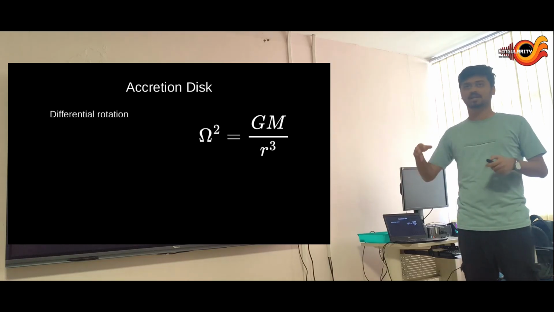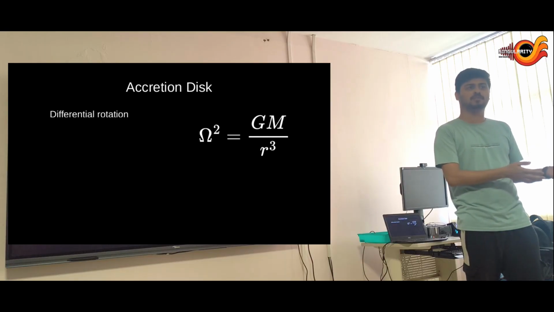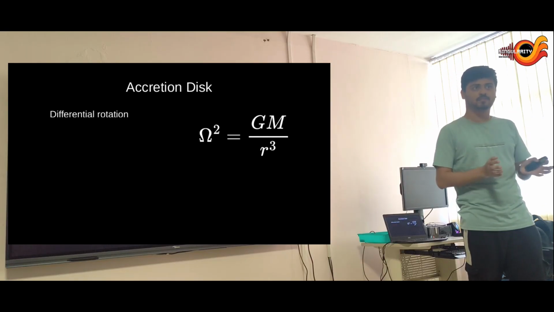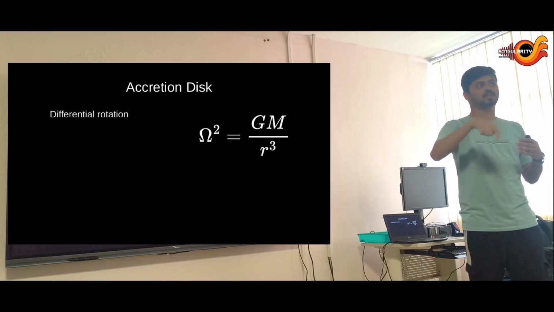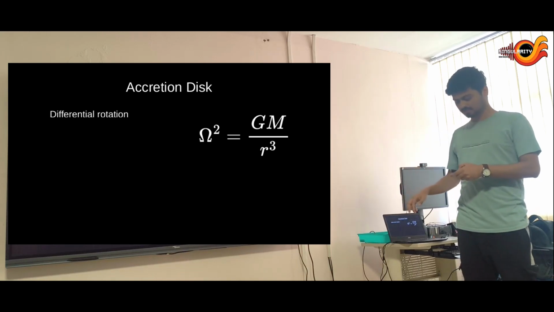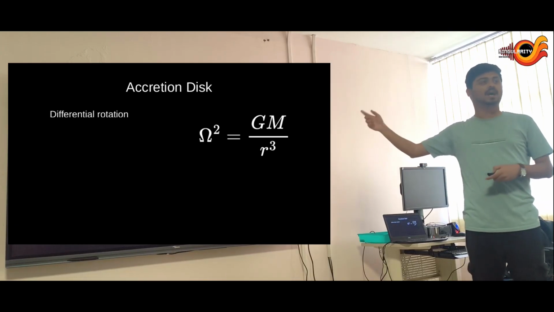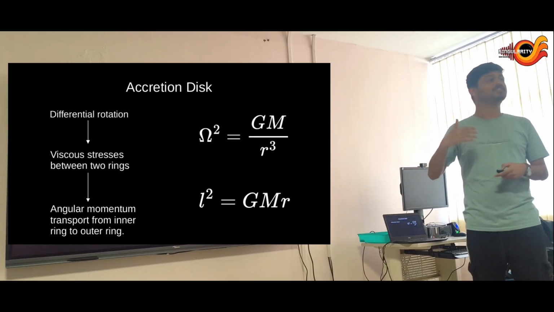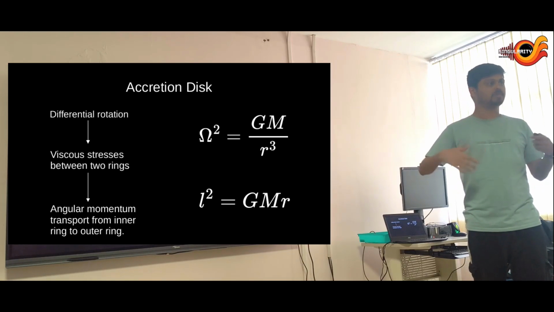You can use simple centrifugal force equated with gravitational force, because that's how the rings are forming. You have a balance of these two forces, and that's how you have a circular orbit. A circular orbit is basically where gravitational and centrifugal forces balance. So this is what you get as a formula for angular velocity, which varies as 1 by r cube. So, differential rotation.